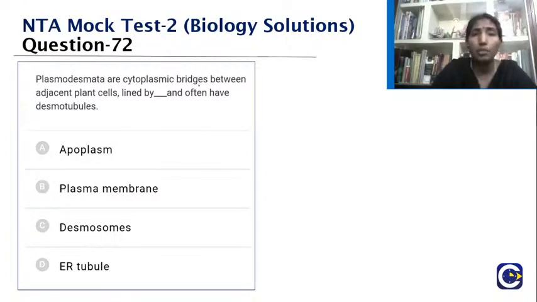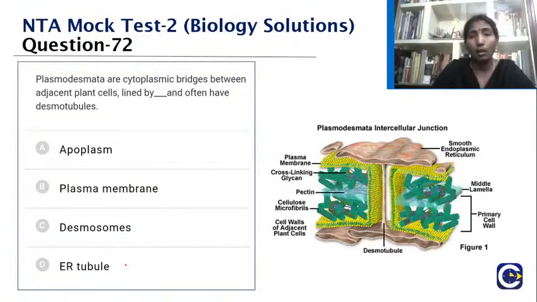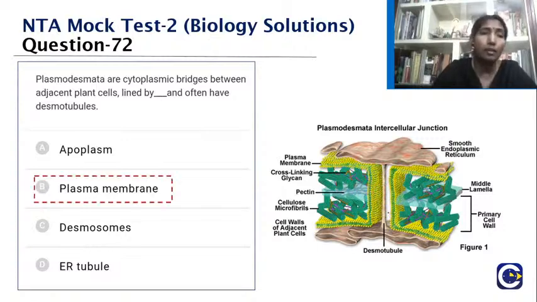Plasmodesmata are cytoplasmic bridges between adjacent plant cells lined by dash and often have desmotubules. The options are apoplasm, plasma membrane, desmosomes, ER tubule. Like we are aware, plasmodesmata are cytoplasmic bridges, and particularly in water transport we have come across them in the symplast water transport. In the symplast water pathway, the water moves from cell to cell via the cytoplasm, through the plasmodesmata. So that is where it is important.